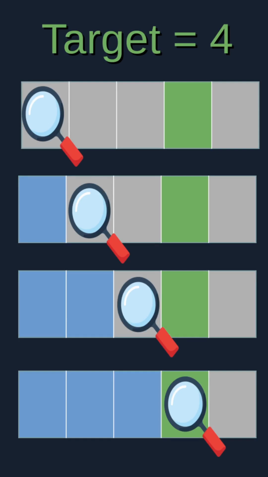This is the array, so first we're going to check the first element of the array. We know it's not that. We move to the second, not that. We move to the third, not that. Move to the fourth, we got it. So this is the brute force approach, just going one by one to check the values.